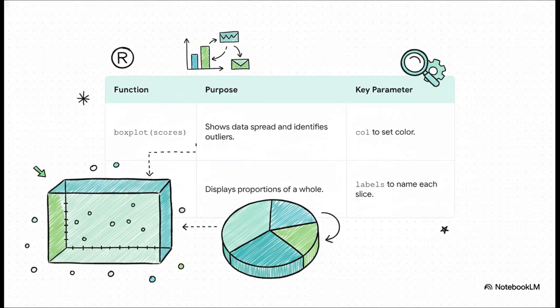To wrap up the basics, let's hit two more really useful functions. A boxplot is your secret weapon for seeing the spread of your data, and more importantly, for spotting outliers. You know, those weird data points that just don't fit in. And then there's the classic pie chart. Perfect for showing parts of a whole, like percentages. Just remember to use the labels parameter so everyone knows what each slice represents.